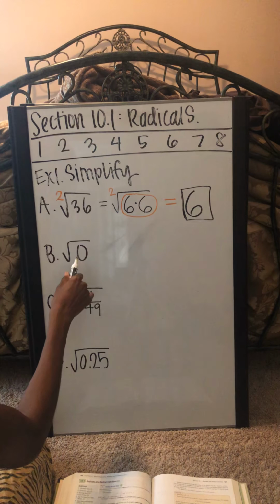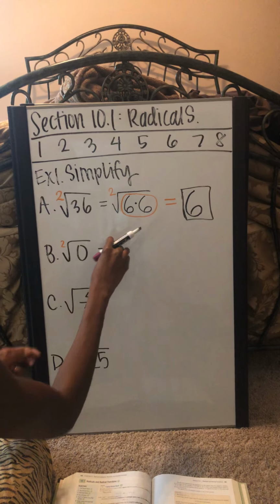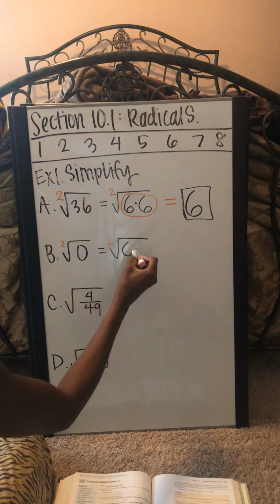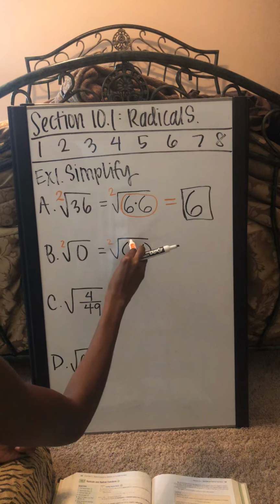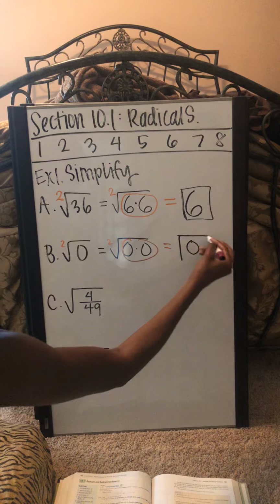All right, next we have the square root of 0. Okay, remember we can take things out in groups of 2. And so what times itself gives us 0? 0, right? Again, we can take things out in groups of 2. So here we have 0.